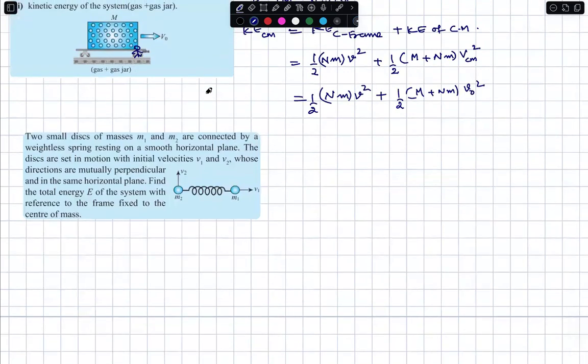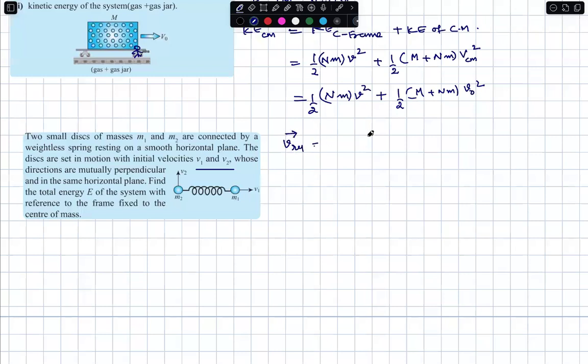Two small disks of mass M1 and M2 are connected by a weightless spring, resting on a smooth horizontal plane, and initially they have velocities V1 and V2. They are mutually perpendicular. Find the total energy E of the system with reference to the frame fixed to the center of mass. Here, what is V relative right now?